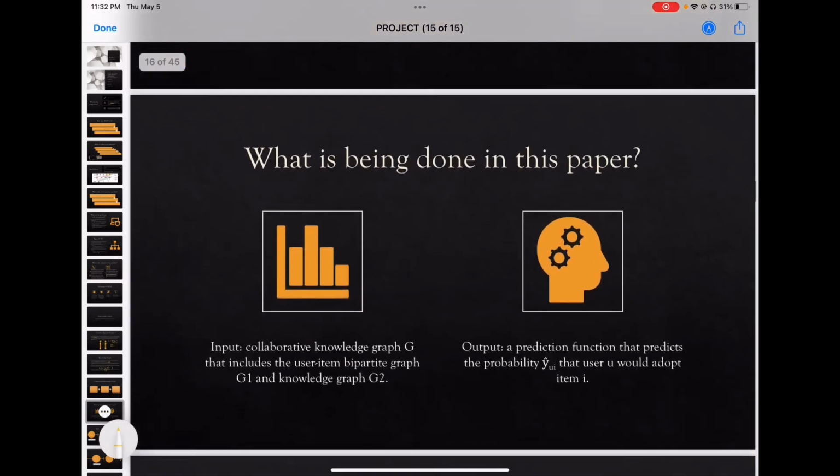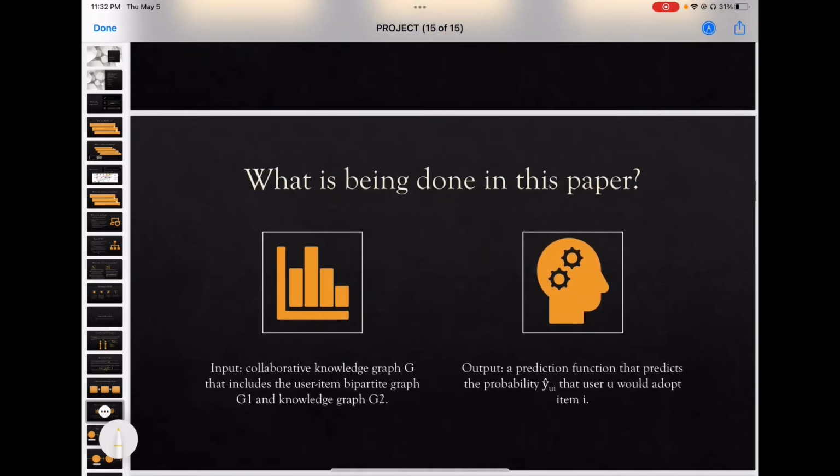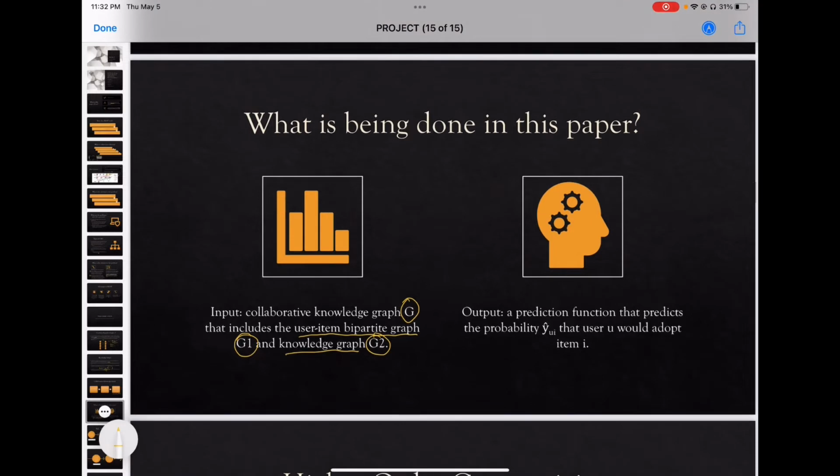Now, the entire task that we have discussed above has the following input and output. The input will be a collaborative knowledge graph G that includes the user item bipartite graph G1 and the knowledge graph G2. And the output is a prediction function that predicts the probability y hat of ui that user U would adopt item I. What is the percentage of adoption of user U to item I?